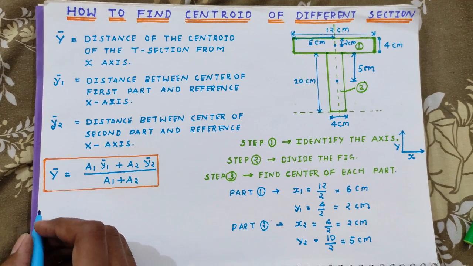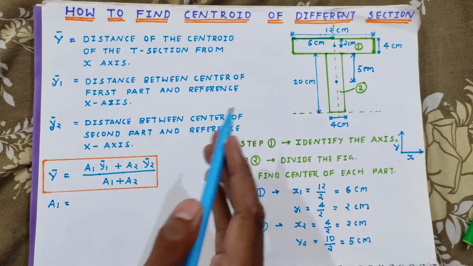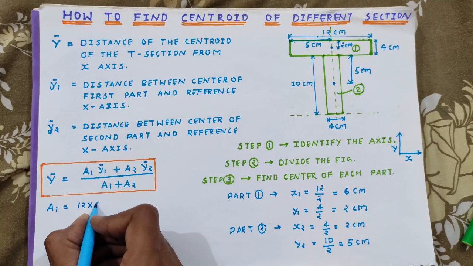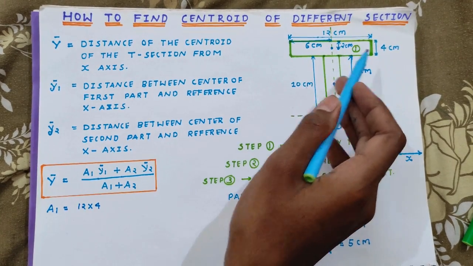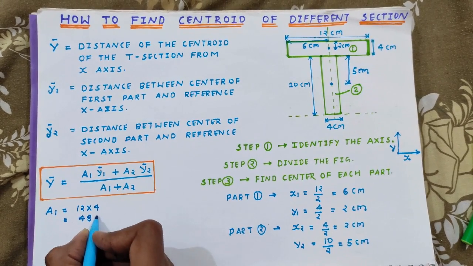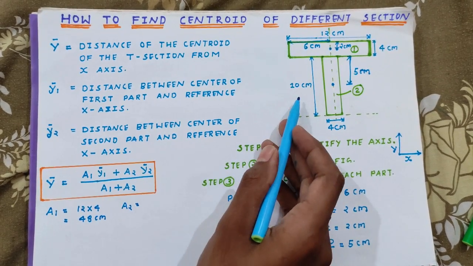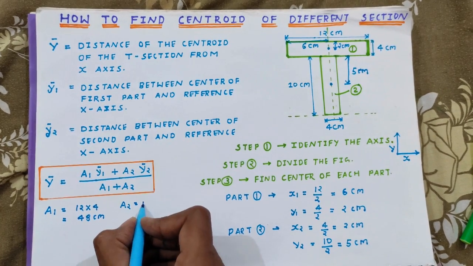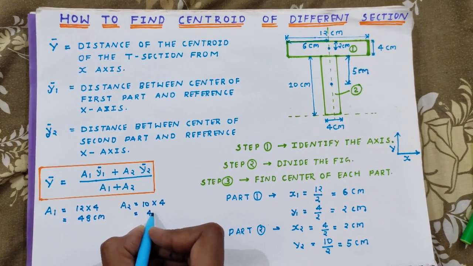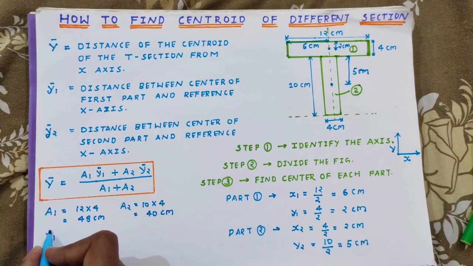Now we will calculate the area of the first part. A1 is equal to 12 multiplied by 4. 12 multiplied by 4 equal to 48 centimeter, and the area of the second part is equal to 10 multiplied by 4, 40 centimeter. Now y1 bar.